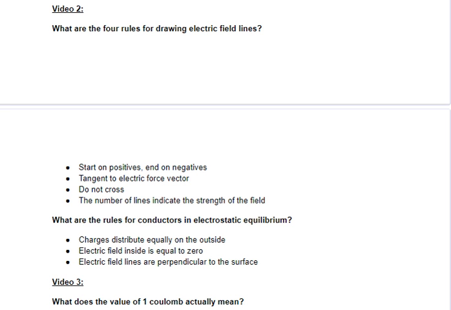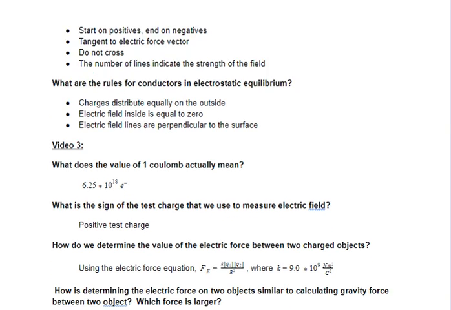What are the rules of conductors in electrostatic equilibrium? Charges distribute equally on the outside. The electric field inside is equal to 0, and that's true if there's a hollow space too. And the electric field lines are perpendicular to the outside surface. Okay, let's move on to video 3.